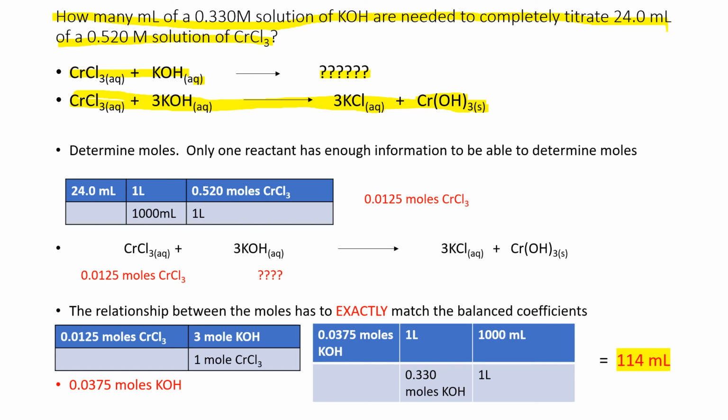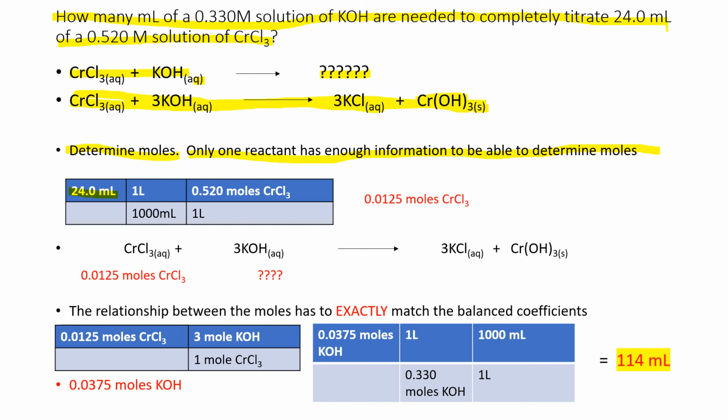So our next task, now that we have a correctly balanced equation, is we need to determine the moles. Only one reactant, again, has enough information to be able to determine these moles. And the one with enough information is going to be the CrCl3. I have a volume and a molarity for it. Again, start with the simpler unit. That's the 24 milliliters. First, convert to liters.